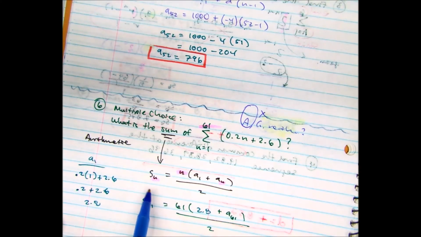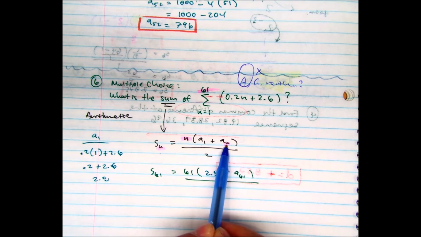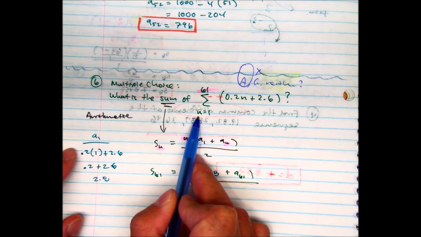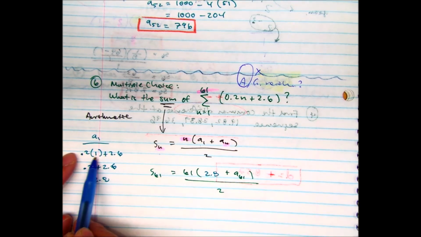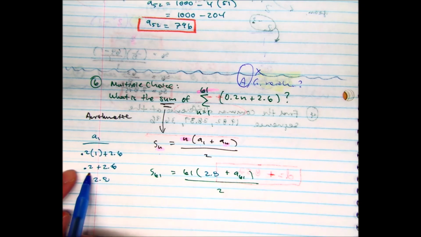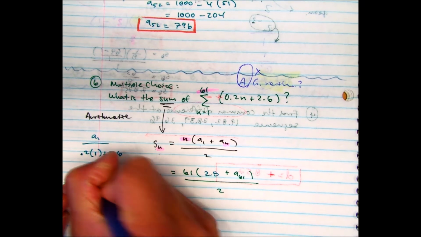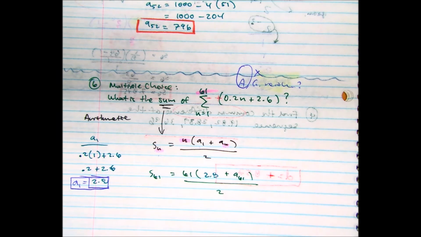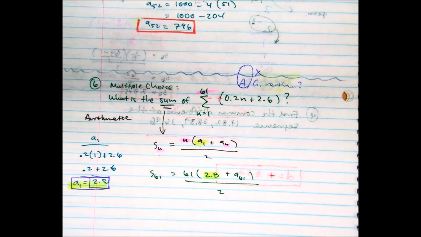So, to find the sum of this arithmetic series, I'm going to have to find the first and the last term. Well, the first number in the list, I don't have a list of numbers, so I'm going to have to use summation notation. Start at 1, and I'm going to put in for n. And then if I multiply those two, I get 0.2 plus 2.6, and I add those together, and I get 2.8. The first number in the list is 2.8.